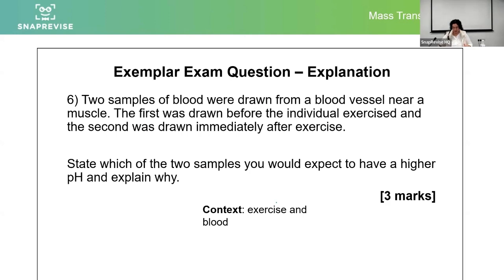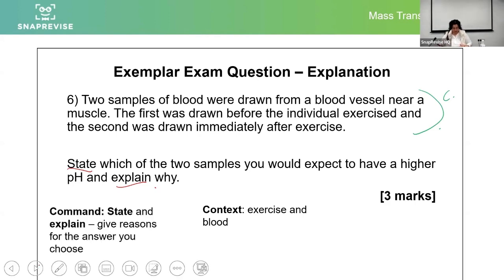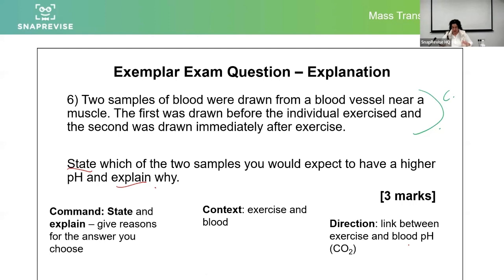So, context: it's exercise and the blood. It's this first bit here. Command words: state and explain. 2 command words. And direction is the link between exercise and blood pH.